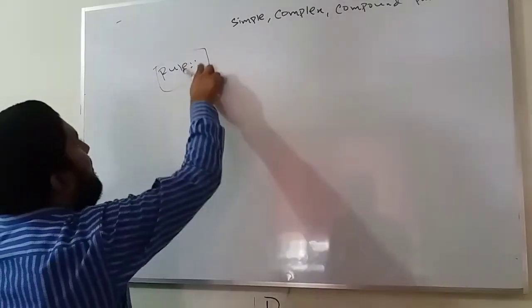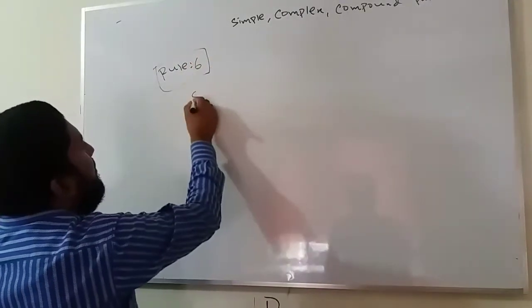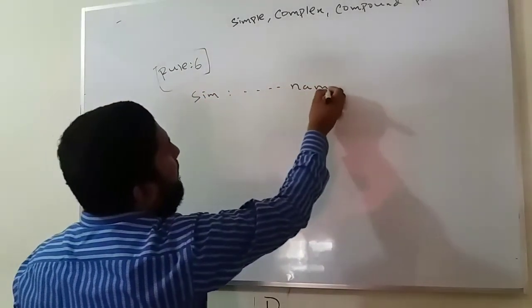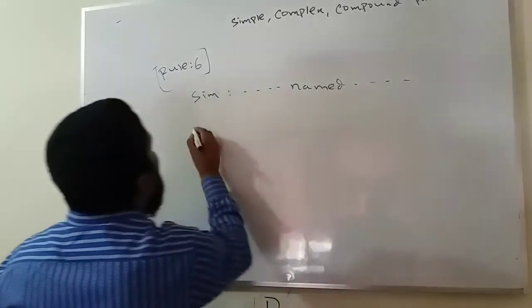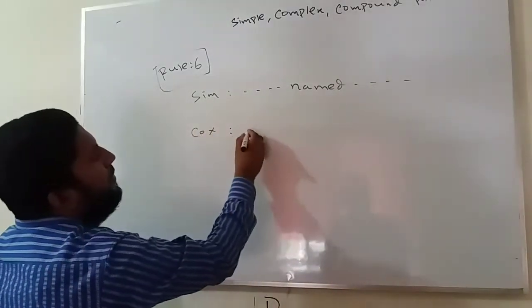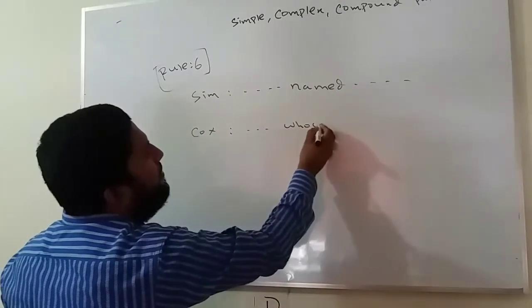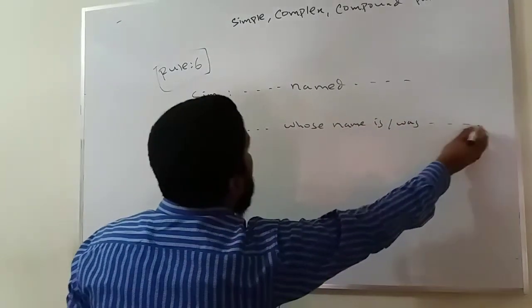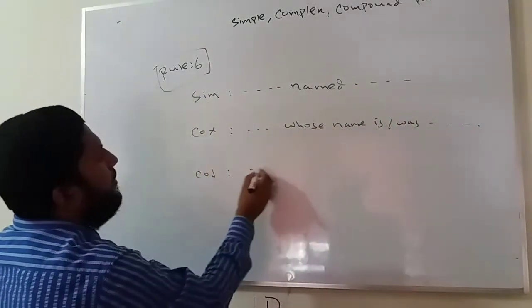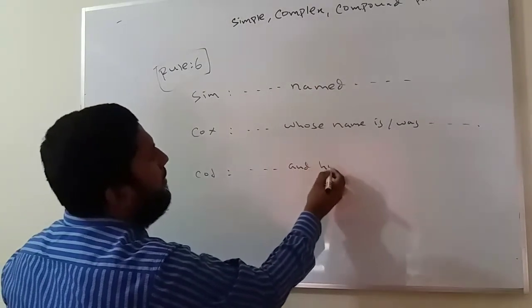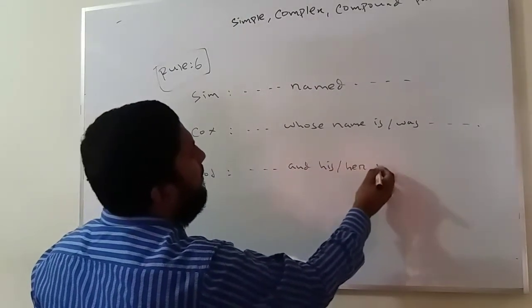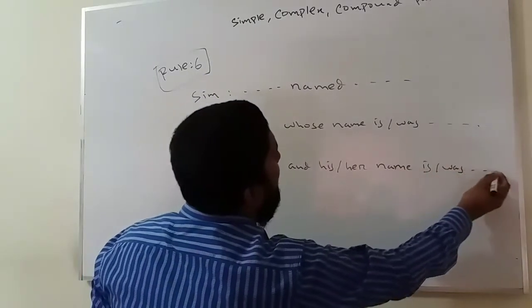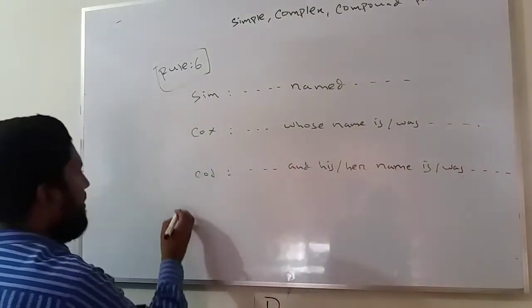Now the rule number 6. Simple: named. Complex: whose name is or was. Compound: and his or her name is or was. So look at this.